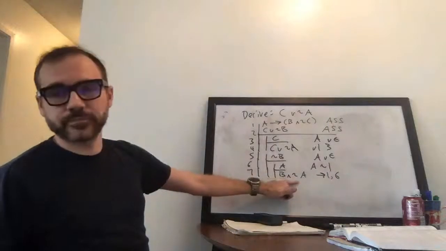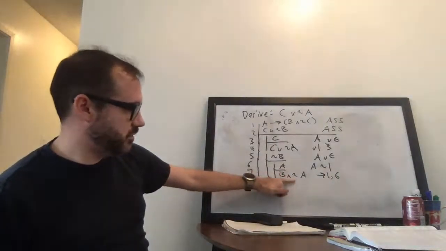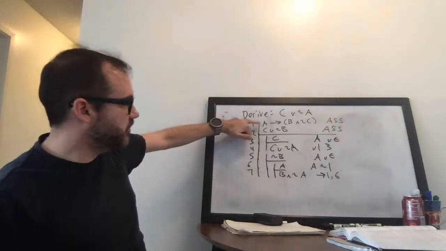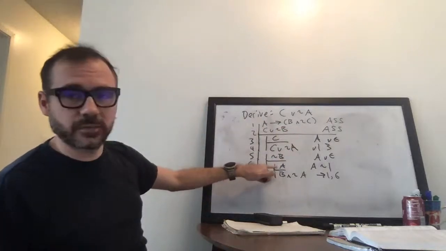B and not A. Everyone hopefully is clear about this. B and not A, how did this get derived? Well, it is because on line 1, way back at the beginning, it says that if A, then B and not C. And on line 6, it shows A.